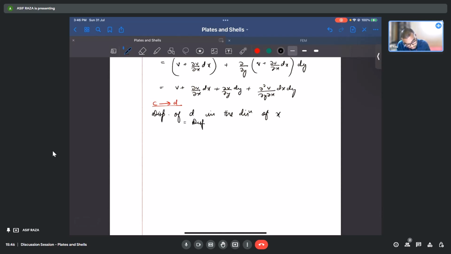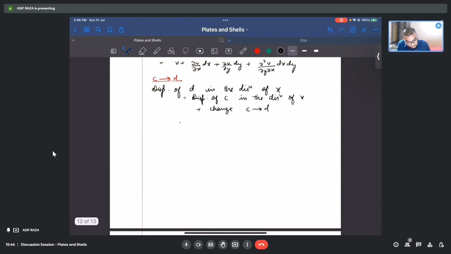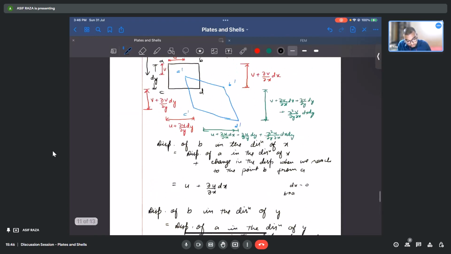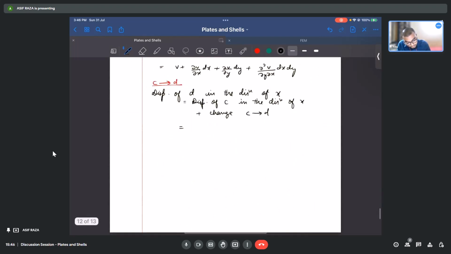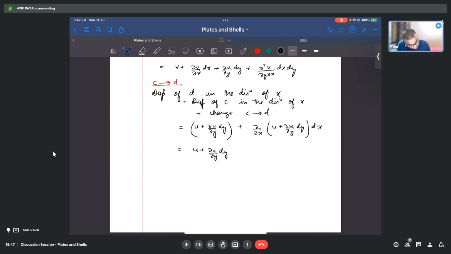So the displacement of C in the direction of x plus the change when we move from C to D. The displacement of C in the direction of x is u plus ∂u/∂y dy, plus, as we move along x to reach from C to D, the net change would be ∂u/∂x dx, along with the second order term ∂²u/∂x∂y dx dy.